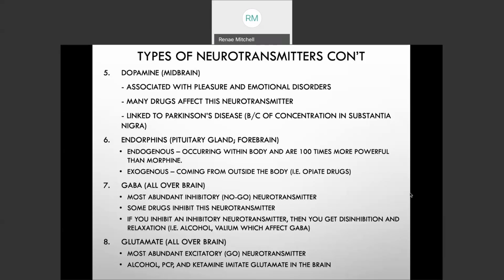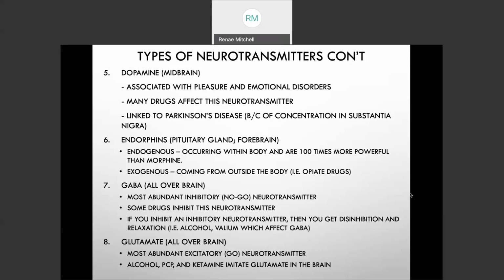Then there are exogenous endorphins, which come from outside of the body, and those would be things like opiate drugs, like heroin. Those, again, are drugs that bind to the endorphin receptors that mimic the experience of pleasure that endogenous endorphins create.